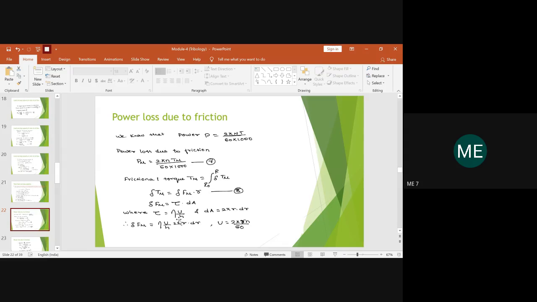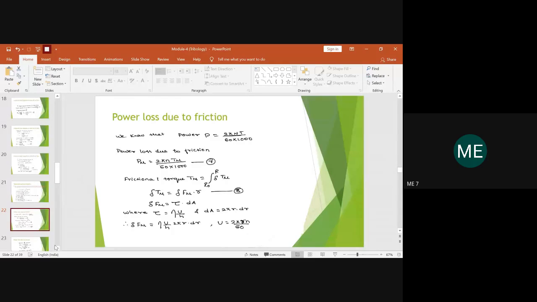Now you can substitute this in place of tau and the elemental area dA. In place of tau, you can write mu into u by h, and in place of dA, you can write 2 pi r into dr, right? This is the substitution we write. Apart from that, we have one more equation to find the velocity with which the journal bearing is moving, which we have already used. It is 2 pi r into N upon 60. This is the equation we will use.